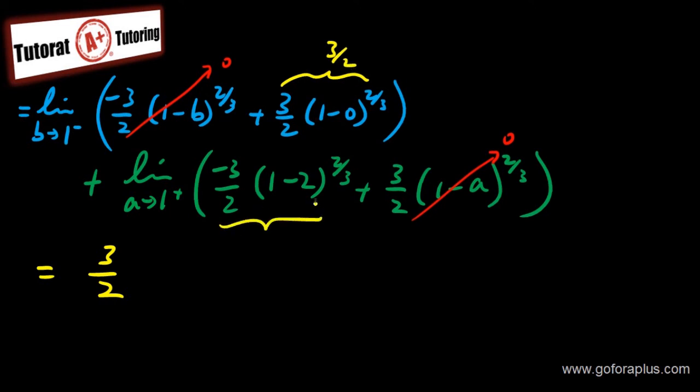And this term here, 1 minus 2 is going to be minus 1, but squared and then cube root will give me 1. So I have minus 3/2. So the answer here is going to be equal to 0.